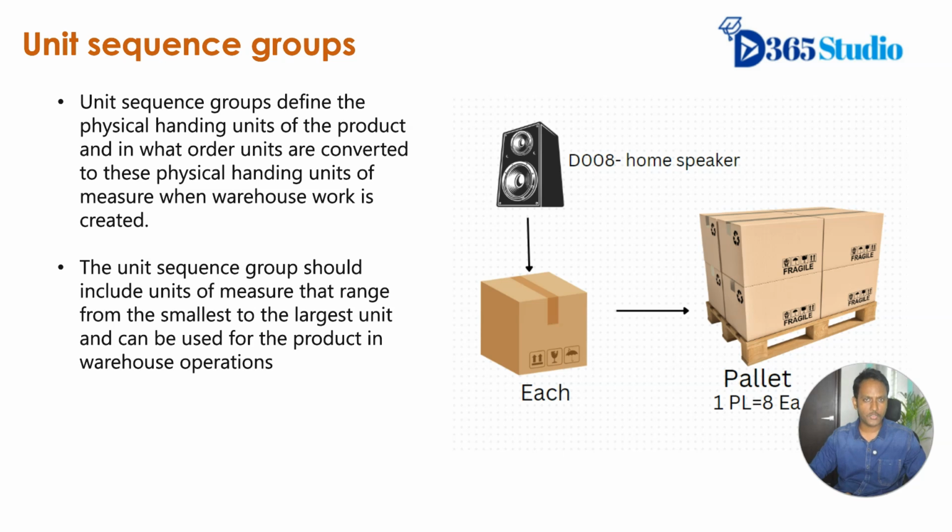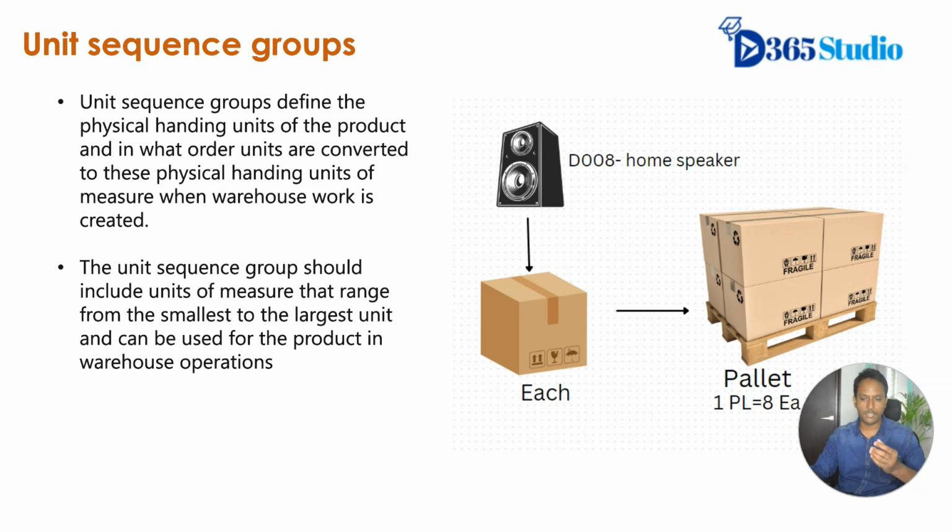In our Contoso demo data, you've got an item called D365, which is a home speaker. This home speaker is typically stored in the inventory as eaches. From the physical handling perspective, typically these home speakers come in boxes, and let's assume this is a box in which the home speaker comes.